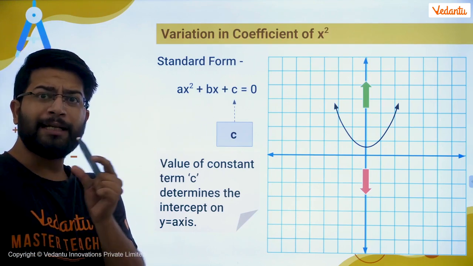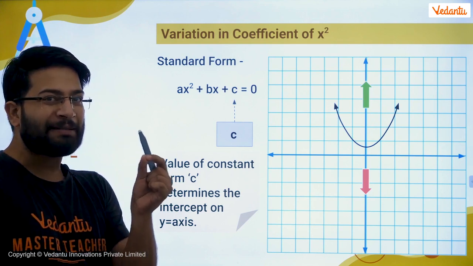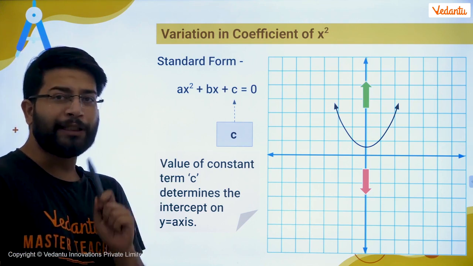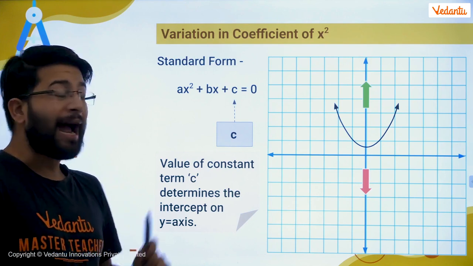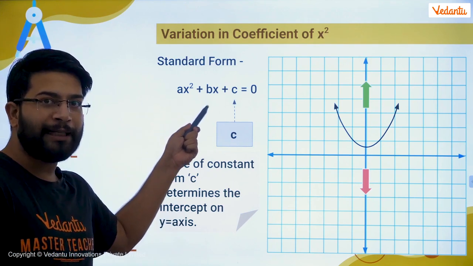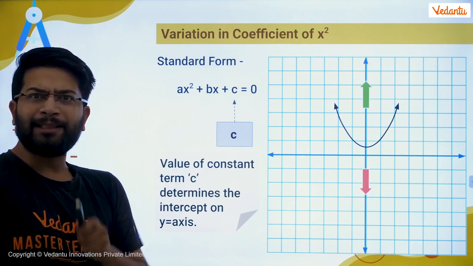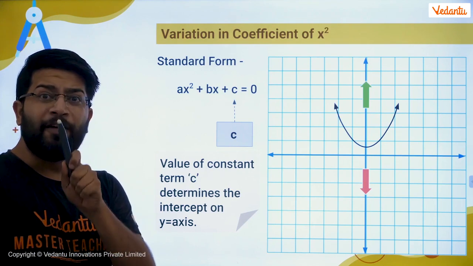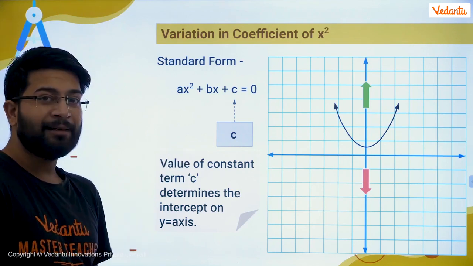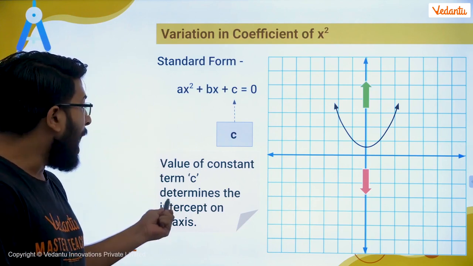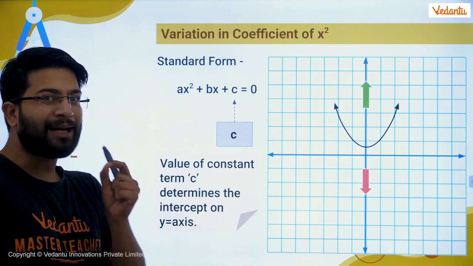Now, champ, when we talk about c, just try to think. The polynomial is equal to ax square plus bx plus c. If I put x equal to 0, what will I get? I will get the polynomial equal to c. That means x equal to 0 represents the y-axis, and the value of the polynomial we are getting is c. So we can say that c is nothing but the y-intercept of my curve.